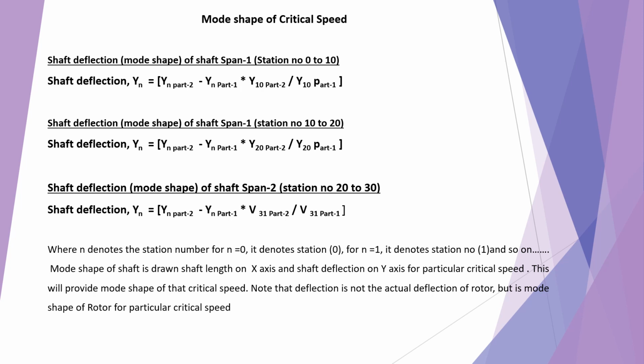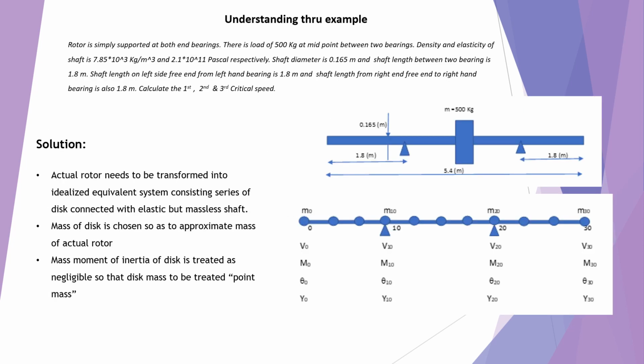So mode shape of shaft is drawn with shaft length on the x-axis and shaft deflection on the y-axis for a particular critical speed. This will provide the mode shape of that critical speed. Please note that the deflection is not the actual deflection of the rotor, but it is a mode shape of the rotor for that particular critical speed.